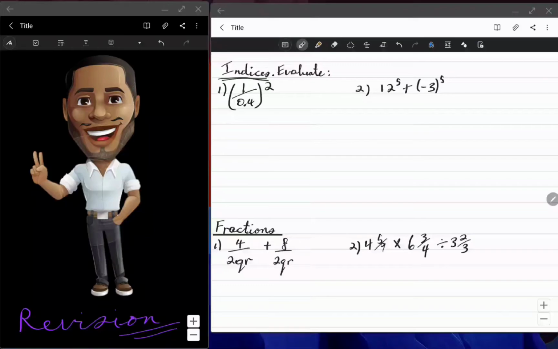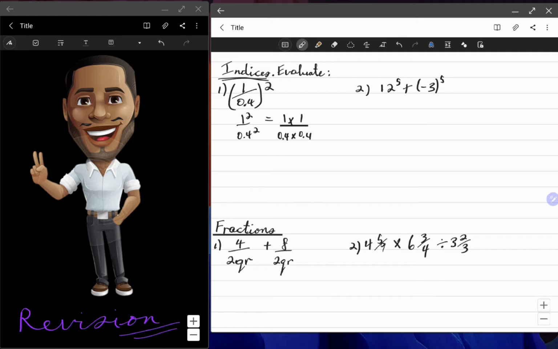Since we have the fraction being raised to the power of 2, everything in that fraction is going to be raised to the power of 2. So we can basically distribute the power to the 1 and also to the 0.4, which would then in turn give us 1 times 1 over 0.4 times 0.4.